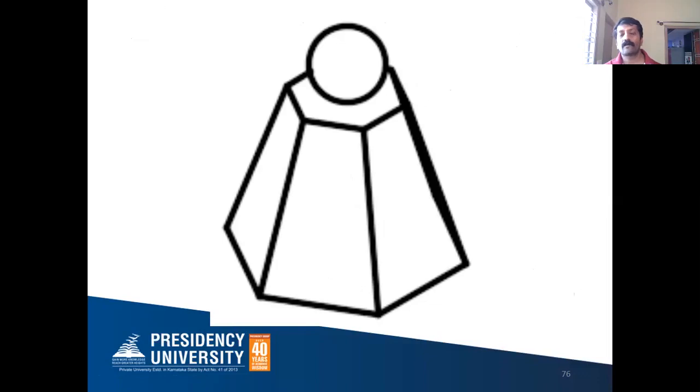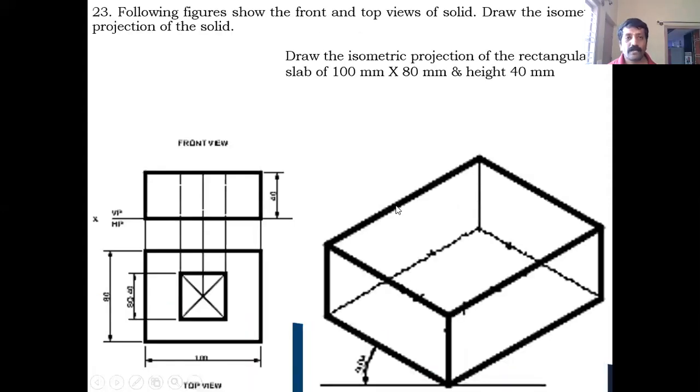So one more last example we will discuss before ending the class. I think all of you have seen this example. Here also the dimension is not given, only the front view and top view are given. It is exactly a geometry block. Have you seen the geometry block?